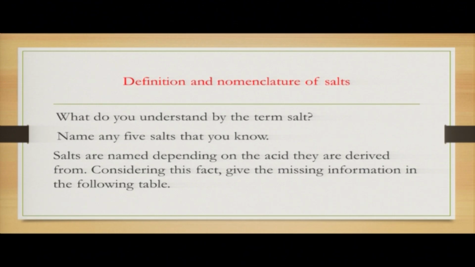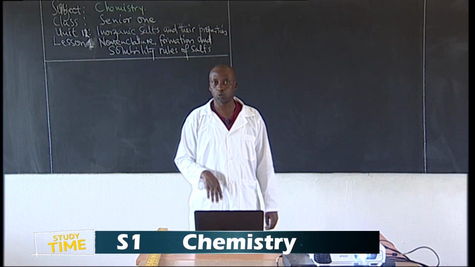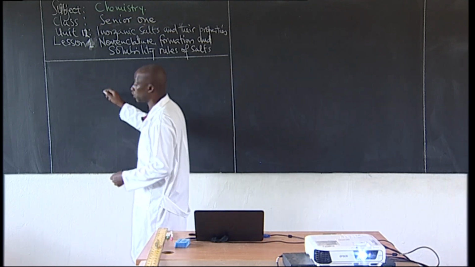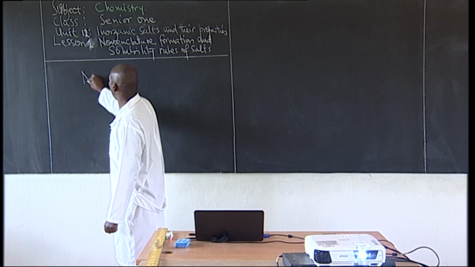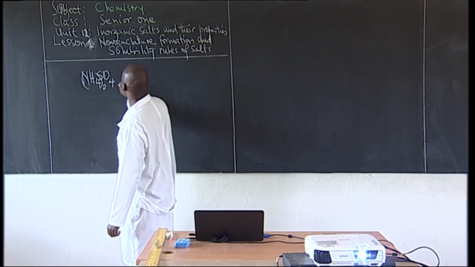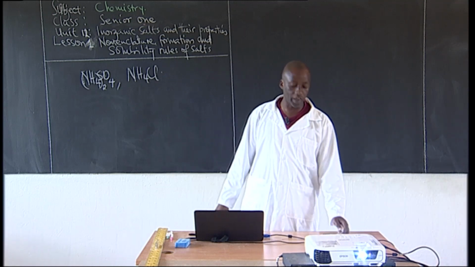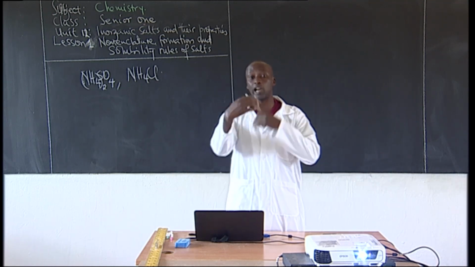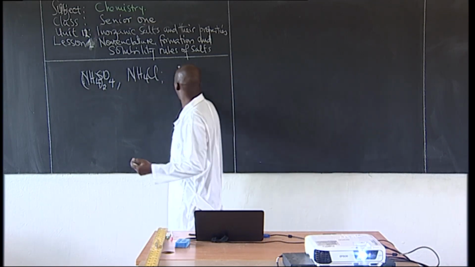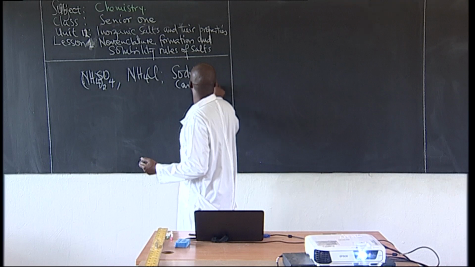So name any 5 salts that you know. Are there some other salts that you know? We have mentioned some salts even before in the previous lesson. We talked about the sulfates. So this could be ammonium sulfate. You could talk about ammonium chloride and so many others. You can mention as many as possible. You can also talk about sodium carbonate. These are many other examples of salts.